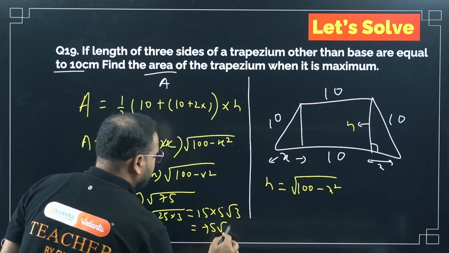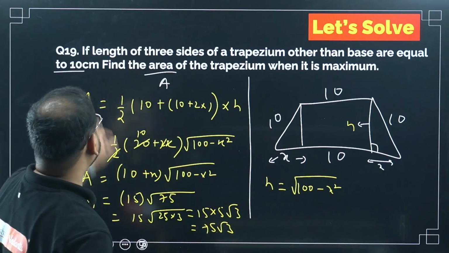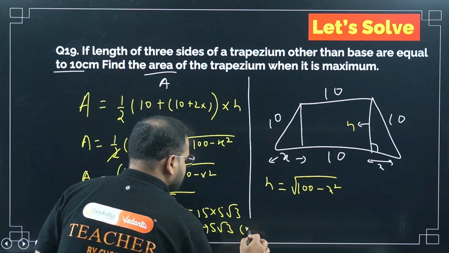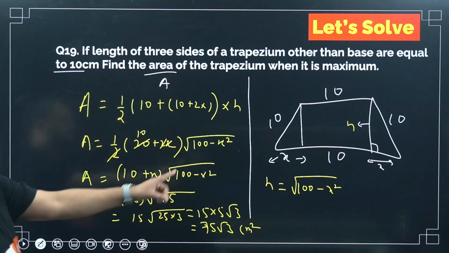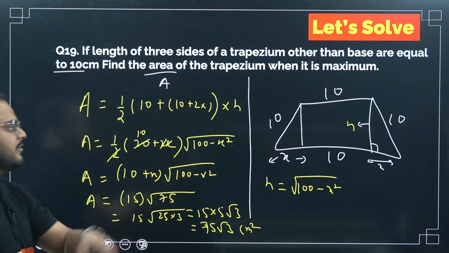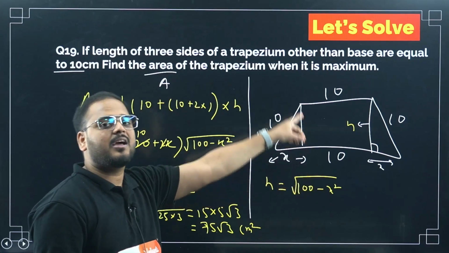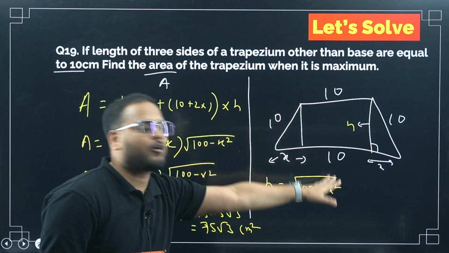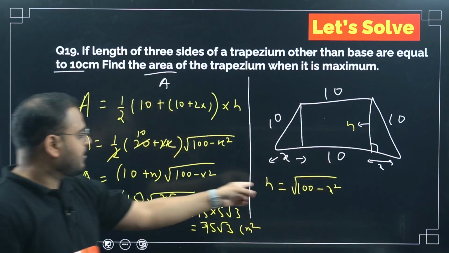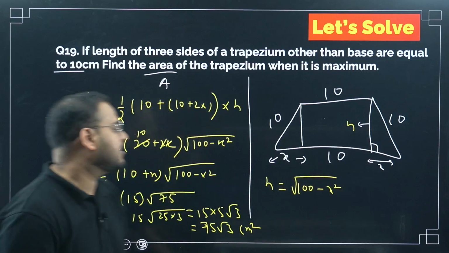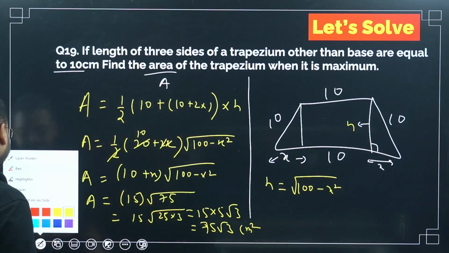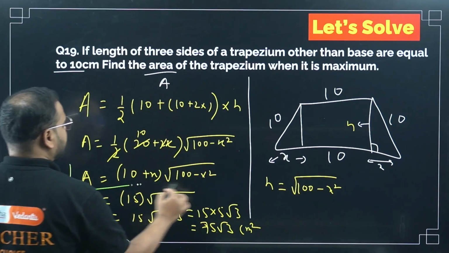75 root 3 centimeter square. So area is this. This is my area. It was given that the trapezium has non-parallel sides as 10 and one of the parallel sides as 10. I got the extra part as x and x. I got the height in terms of x from the right angle triangle, and got the area expression like this. This is my area expression.